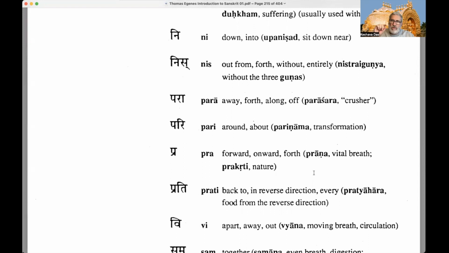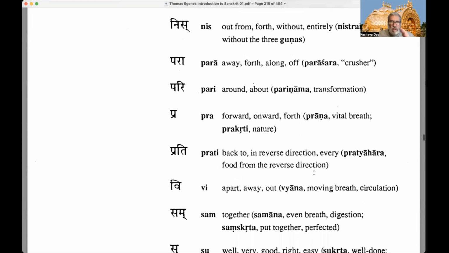So tri is coming from tri, which is the Sanskrit for three. So beyond the three gunas, we can say nishgunya, without the tri, and we can say without qualities, nishgunya, or nirguna, right? But here he said nish trigunya. So nish is the prefix, meaning out from, forth, or without, or entirely, right? So without the three modes.